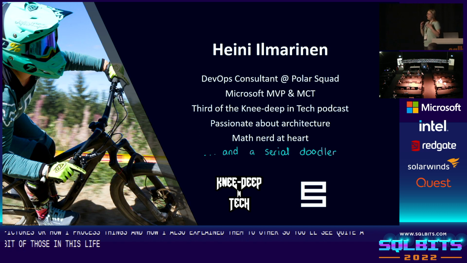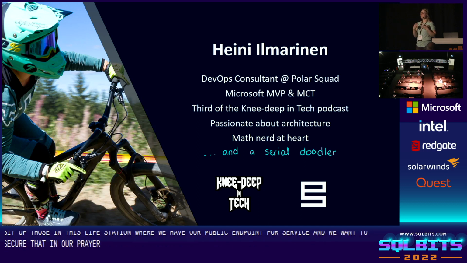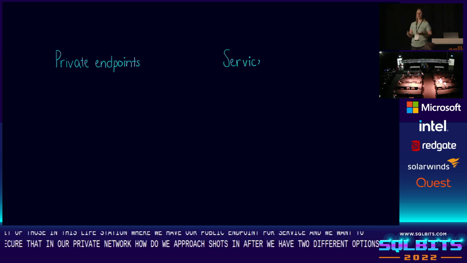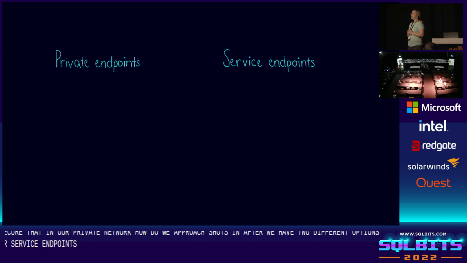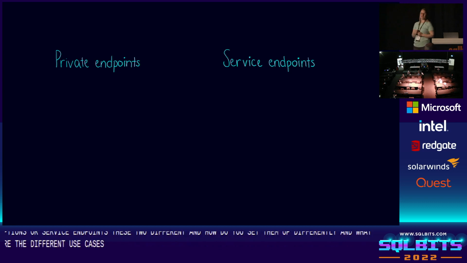So we have this situation where we have our public endpoint for our service, and we want to secure that in our private network. How do we approach that? In Azure, we have two different options. We can go forward with private endpoints or service endpoints. And let's first figure out how are these two different, and how do you set them up differently, and what are the different use cases for these.